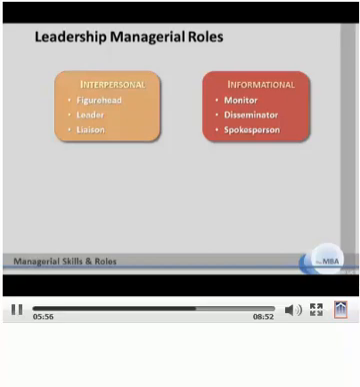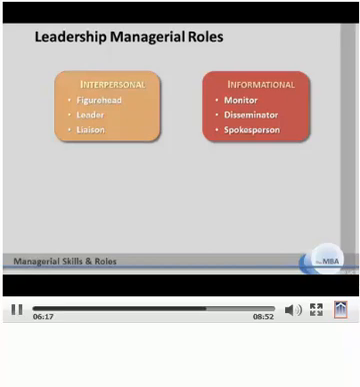Keep in mind, some people often get confused between the spokesperson role and the figurehead role. As a figurehead, you're just really acting in a ceremonial capacity. But as a spokesperson, you're really taking on the role of speaking for the organization. And these two activities are very different.